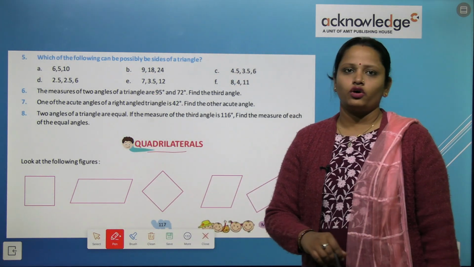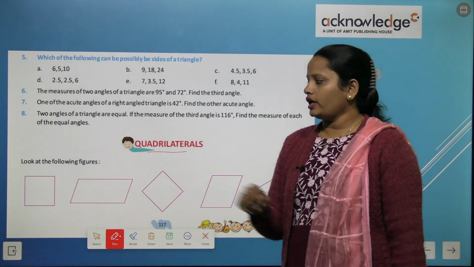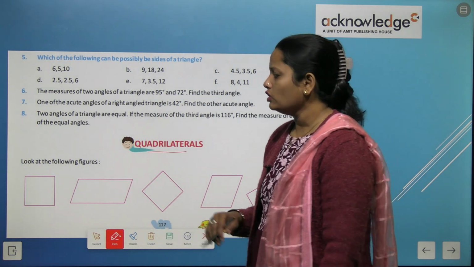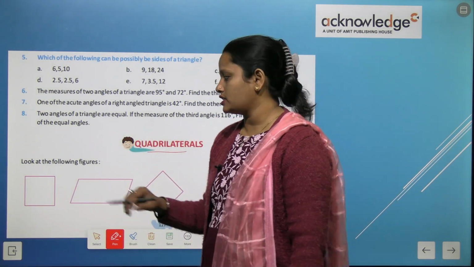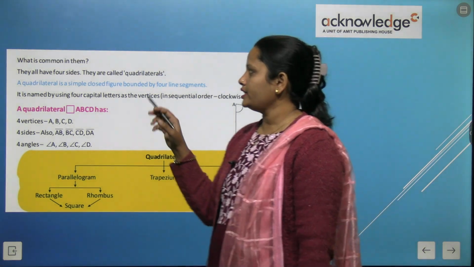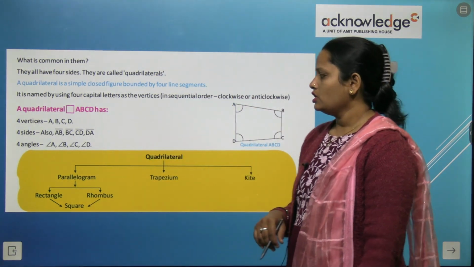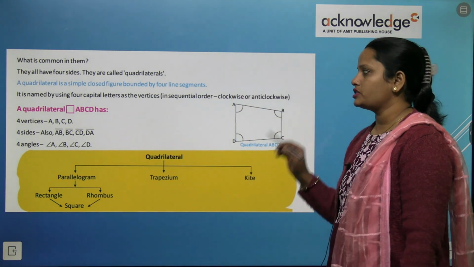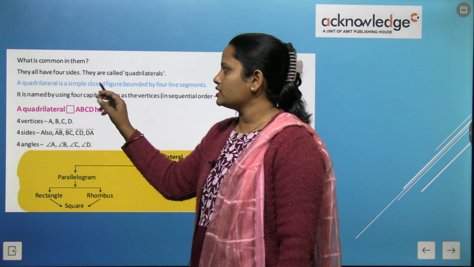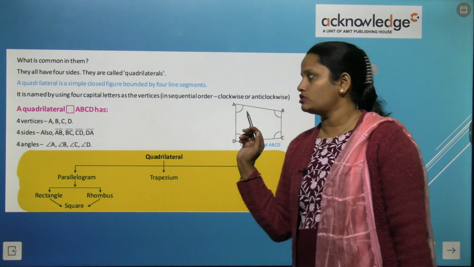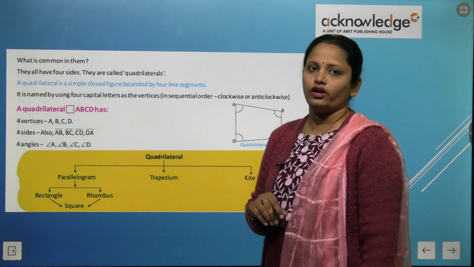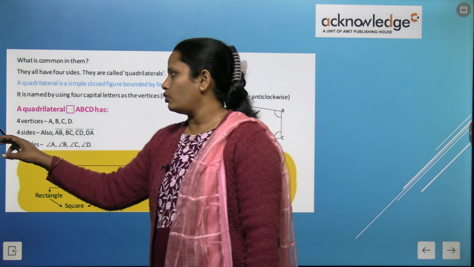Now let's learn what are quadrilaterals. Look at the following figures. Here you can see there are various figures in front of you and all the figures have four sides. सबके four sides हैं. What is common in them? They have four sides. They are called quadrilaterals. So ऐसा कोई भी फिगर जिसके four sides होते हैं उसे हम quadrilateral कहते हैं. A quadrilateral is a simple closed figure. ये simple closed figure होता है bounded by four line segments, जो four line segments से जुड़ा हुआ होता है.